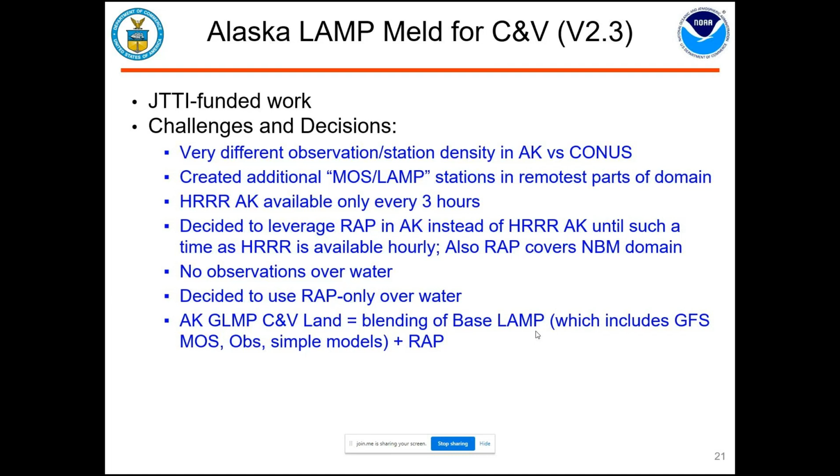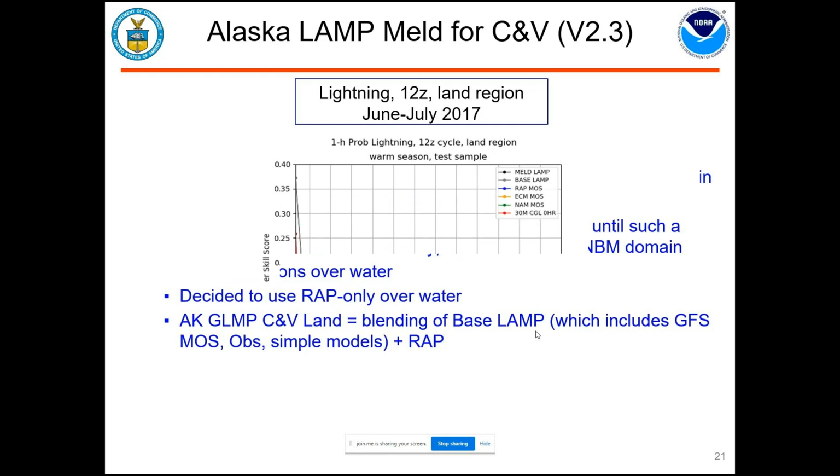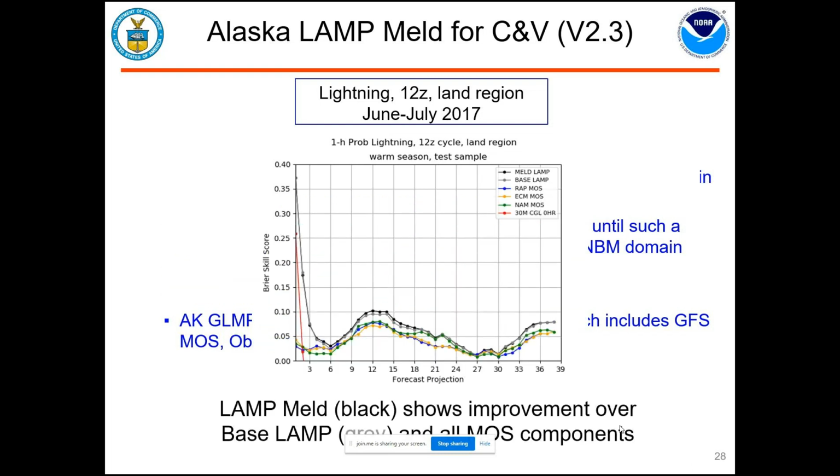Here's a verification slide for our 1 hour lightning product for the June-July 2017 period. The black curve is the final MELD. What you see in gray there is the base lamp, and the other curves are the MOS components. What's most striking here is you have much higher skill in the first couple hours, which is due to the significant influence of the OBS. But the OBS skill, which you see in red, drops off pretty rapidly, and then the MELD and base lamp trend toward the MOS in the later projections.